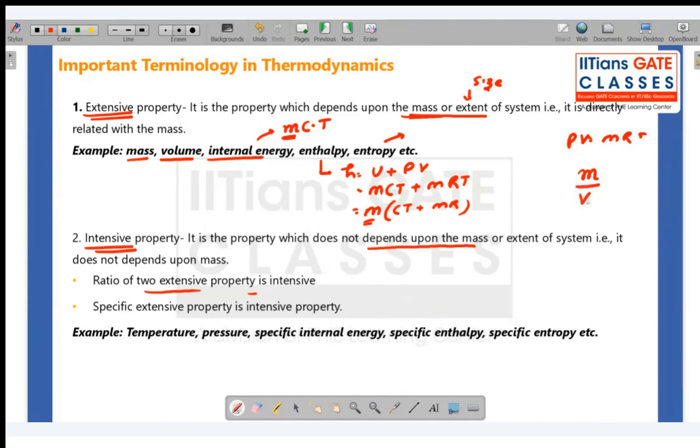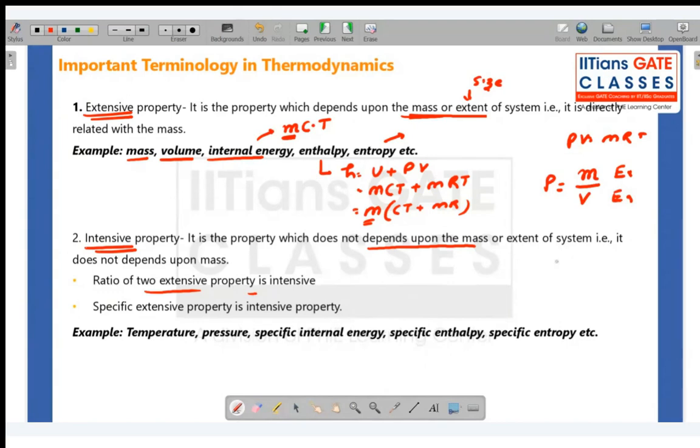Extensive. So if I divide this mass by volume, what do I have? I have density, and density is basically an intensive property. Yes. So numerator is extensive, denominator is extensive. So the ratio of two extensive properties is intensive.